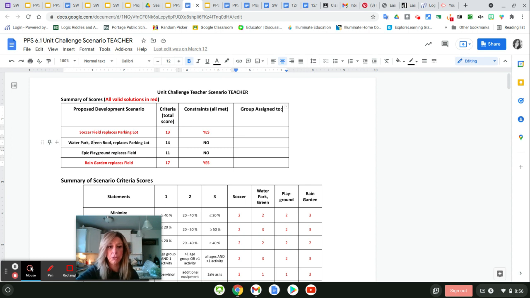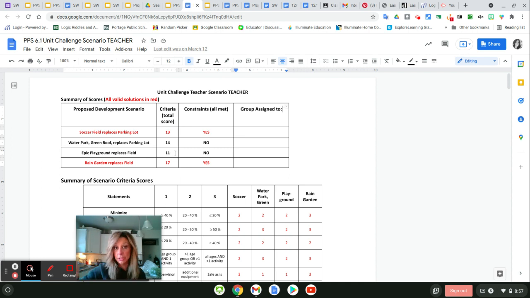The second one was the water park with a green roof. That was proposed to replace the parking lot. It got a little bit of a higher score, but it doesn't meet the constraints. So even though it has a higher score, it can't be a solution because it has to meet the constraints. Like, that's not negotiable.